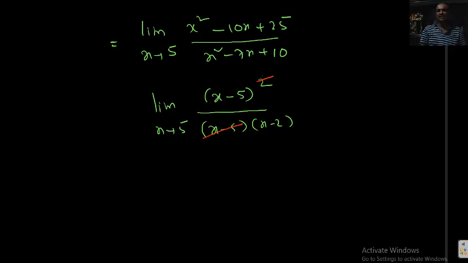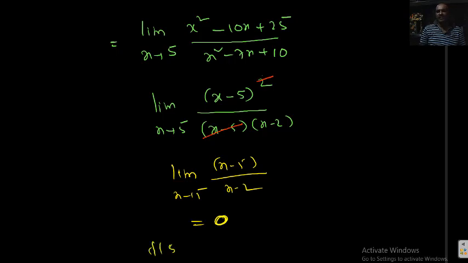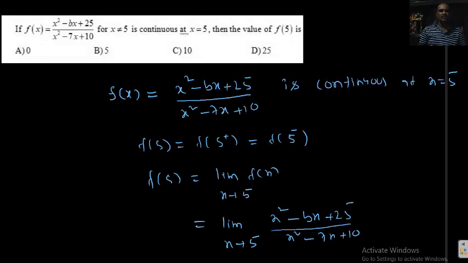So finally what did I get? Limiting value of (x − 5)/(x − 2), x tending to 5, that equals 0 by 3, which is 0. What is the meaning of that? f(5) equals 0. Okay students, so I can say that A is the correct answer for this problem.